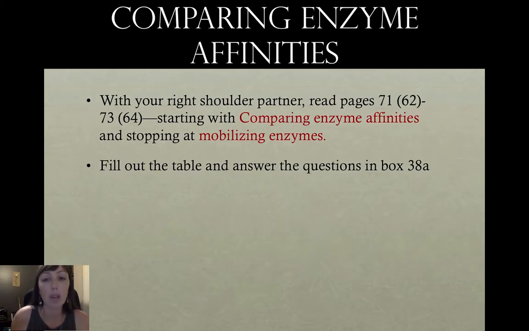With your shoulder partner, when we get into class, I'm going to have you read pages 71 through 73, which is 62 of 64 of the PDF, starting with comparing enzyme affinities and stopping at immobilizing enzymes. I'm going to have you fill out a table and answer questions in box 38A.